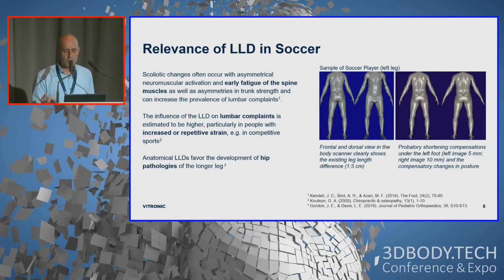and then the risk of injury increases. The left picture is a frontal and dorsal view with a body scanner and clearly shows that there is a leg length difference, because here some slices are below the shorter leg, to compensate the difference. And on the right side you can clearly see that with the compensation, the spine and the deviation of the pelvis are back in a straight position.